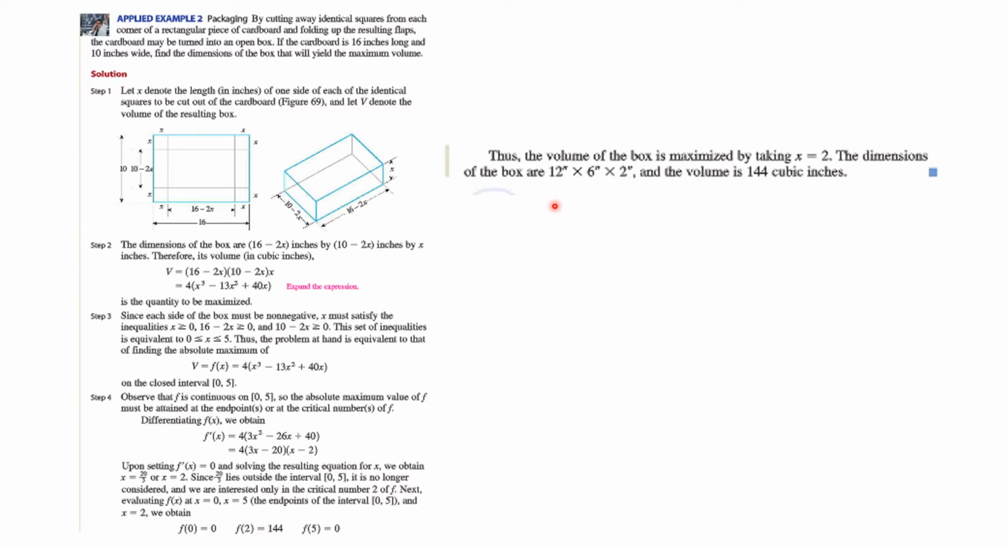Thus, the volume of the box is maximized by taking x equal to 2. And the dimensions of the box are x was 2, and then we're looking at these other dimensions, 16 minus 2x and 10 minus 2x, we substitute in, and we get 12 times 6 times 2 inches. And the volume of the box is 144 cubic inches. Again, a very nice application.